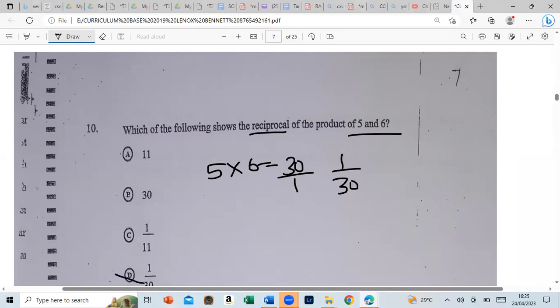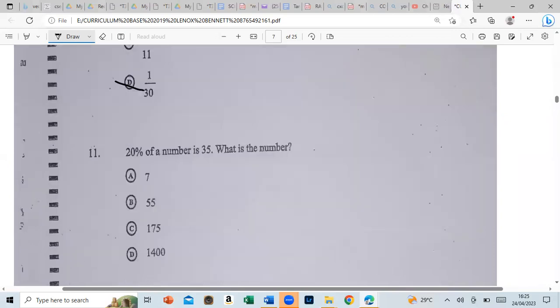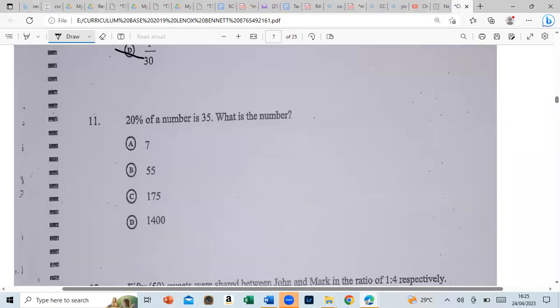Let's move on to number 11. 20% of a number is 35. What is the number? If you are in an exam, what you can do is remember that 20% is the same as dividing by 5, right? So whatever the number is, you multiply it by 5, you get the answer, all right? So let's try to see if that is correct. 5, 5, 25. 5, 3 is 15 and 2, 17.